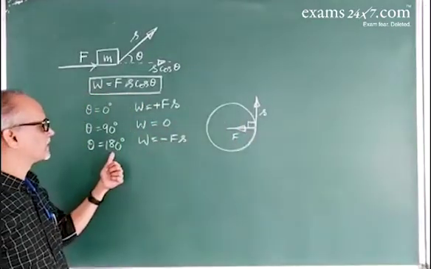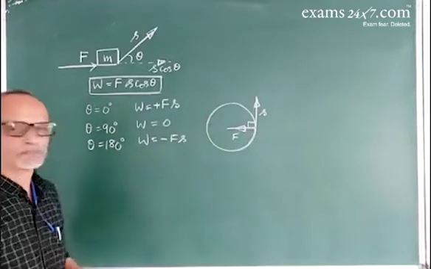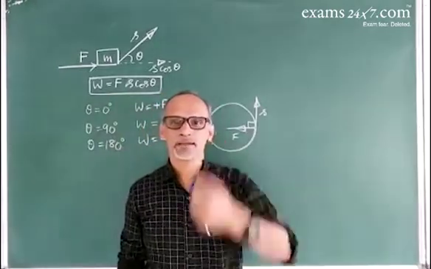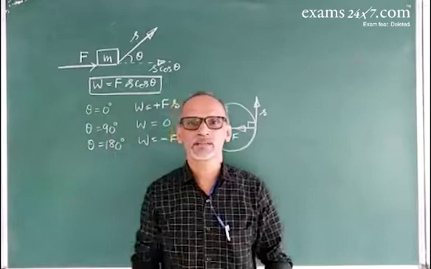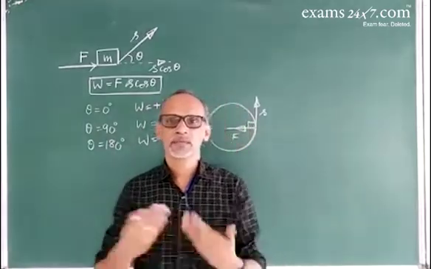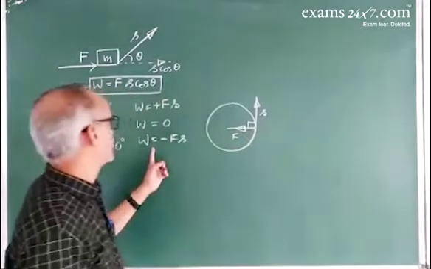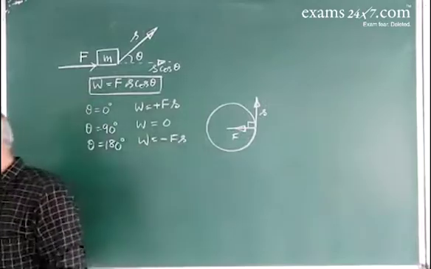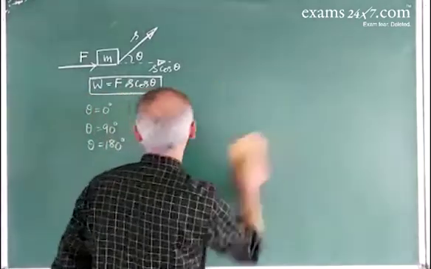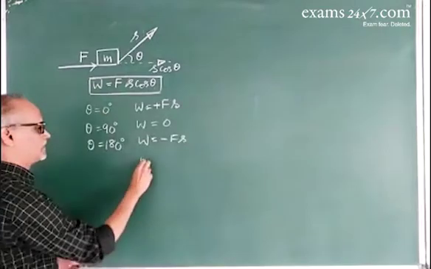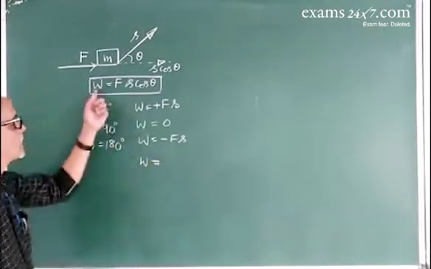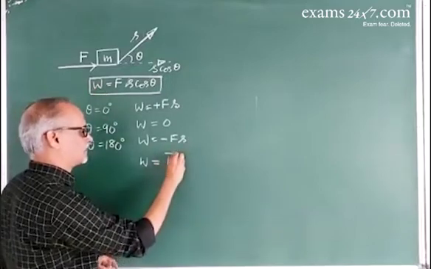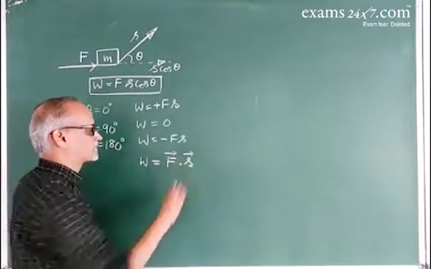When theta is 180 degree, work done is negative. When a body is thrown upward, the displacement is in the upward direction, whereas the gravitational force acts in the downward direction. That's why work done by the gravitational force is negative, which is W is equal to minus Fs. Work done is a scalar quantity because work done is the dot product of the force and the displacement.